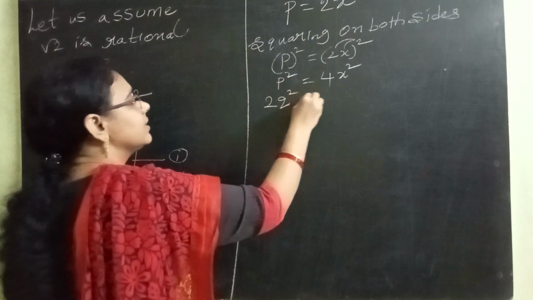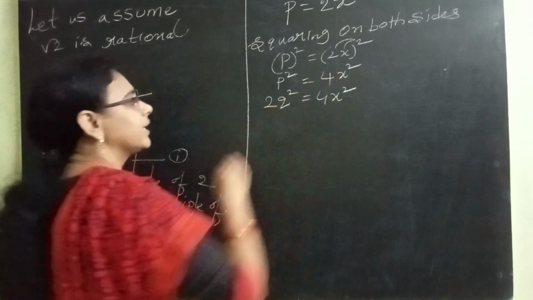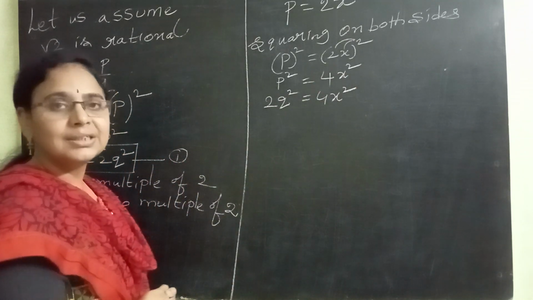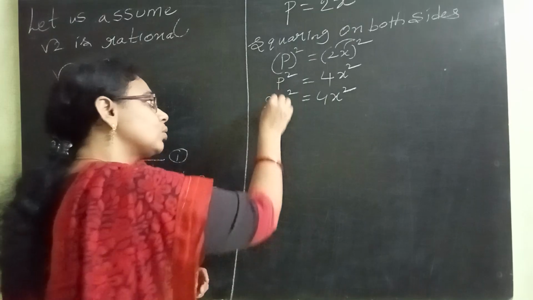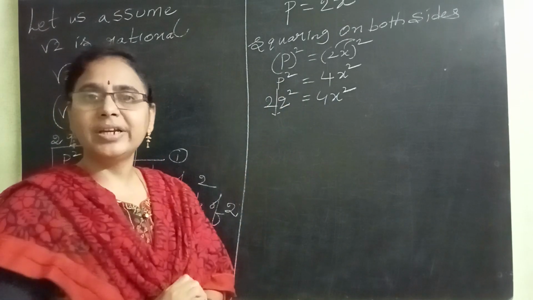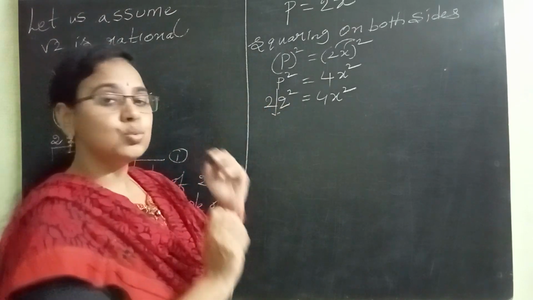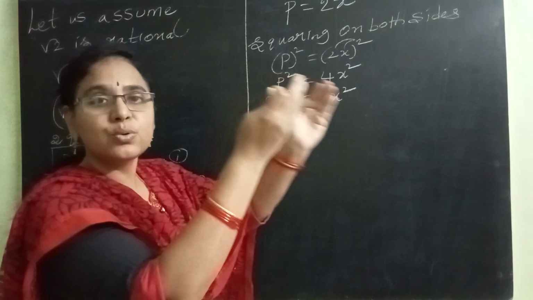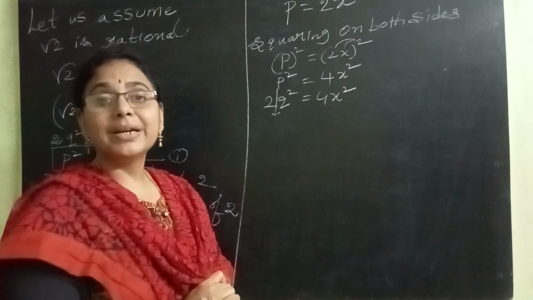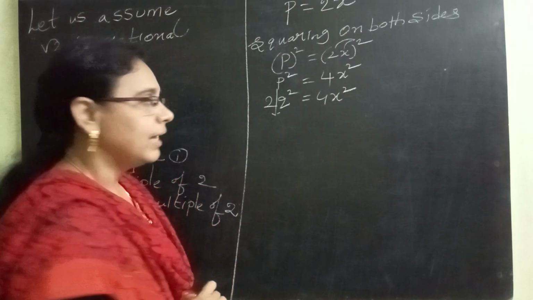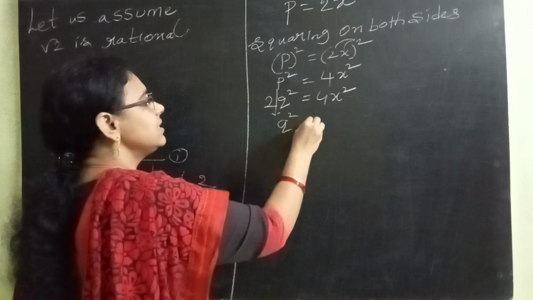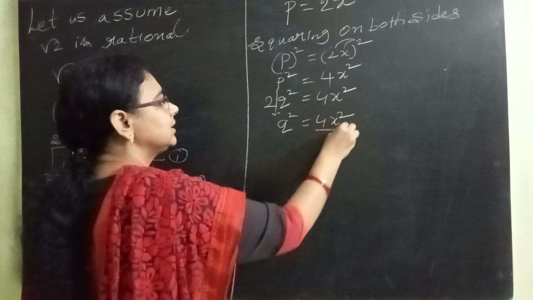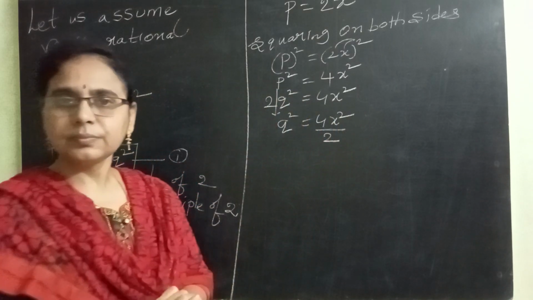2q square is equal to 4x square. What I want here? Q square. With q square, which number are you observing? 2. Between these two, which operation is going on? It's product. When I am transposing 2 to the opposite side, it becomes division. Then q square is equal to 4x square by 2.